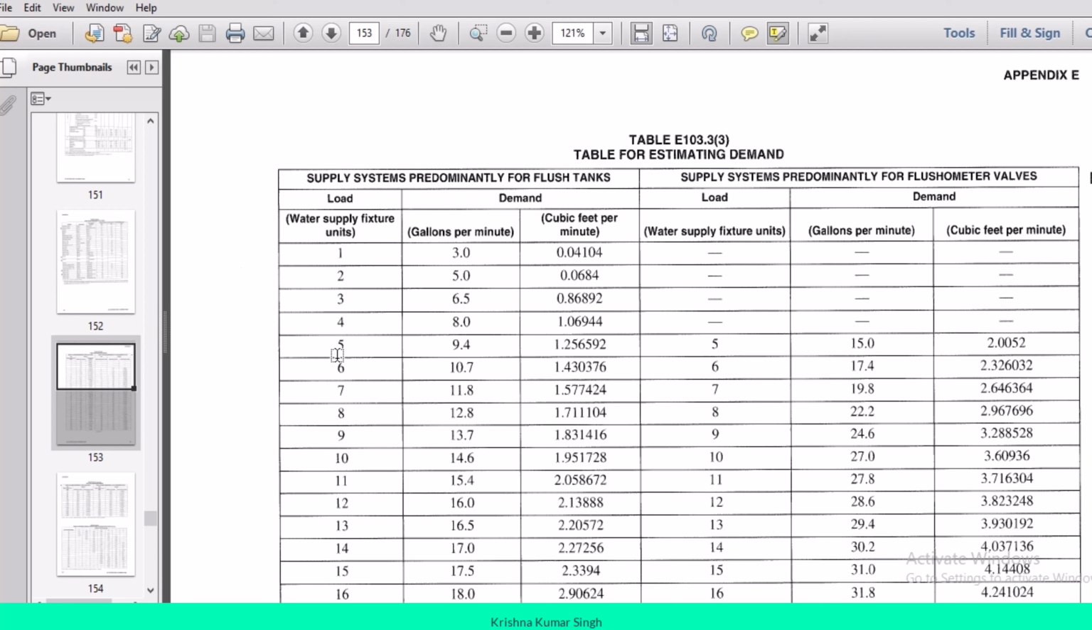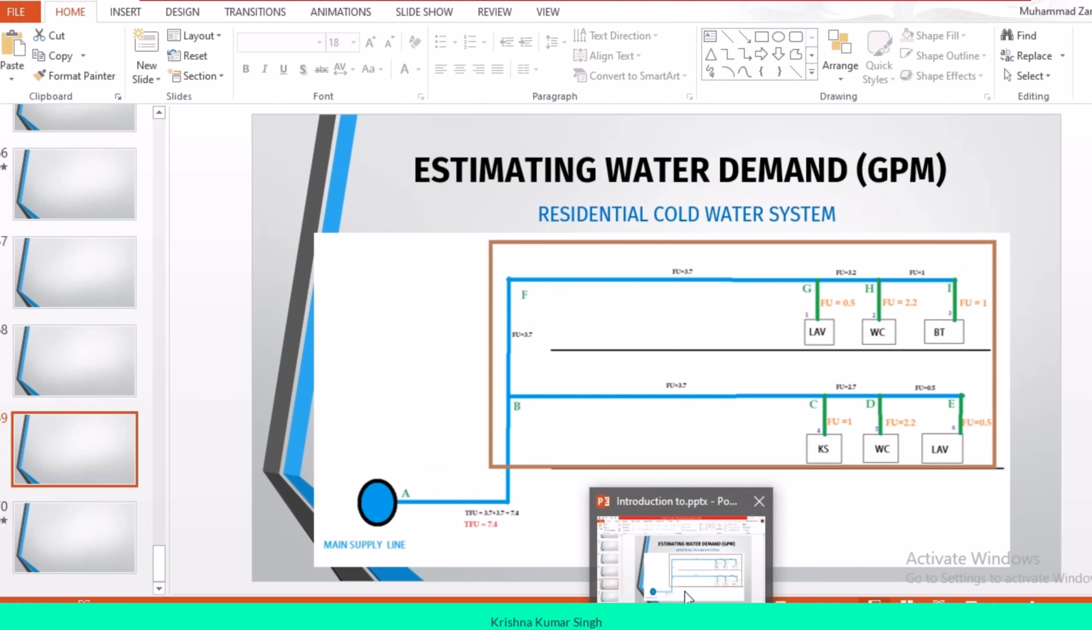Here the first column is fixture unit values. The second column is demand, which is GPM. For one fixture unit there is 3 GPM. Demand is also written in cubic feet per minute, but I will not take these values because I am interested in calculating the demand in GPM. So I will use the first two columns. Let's start with our sample.